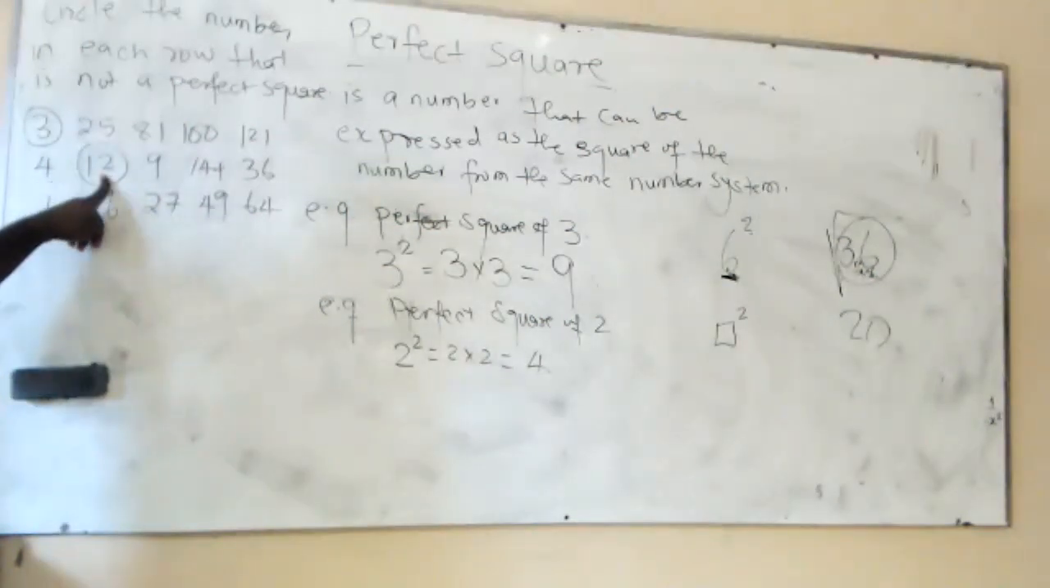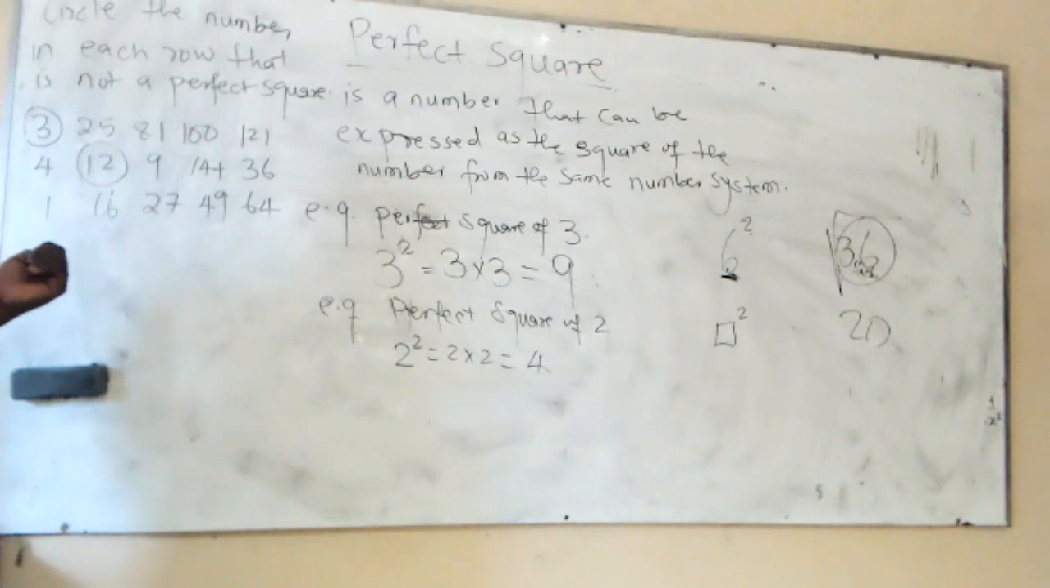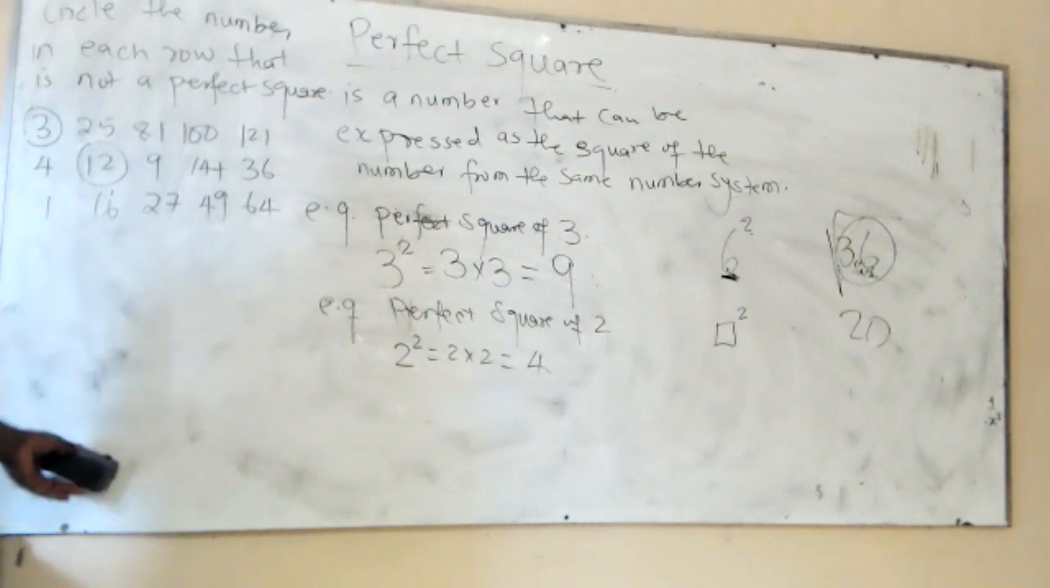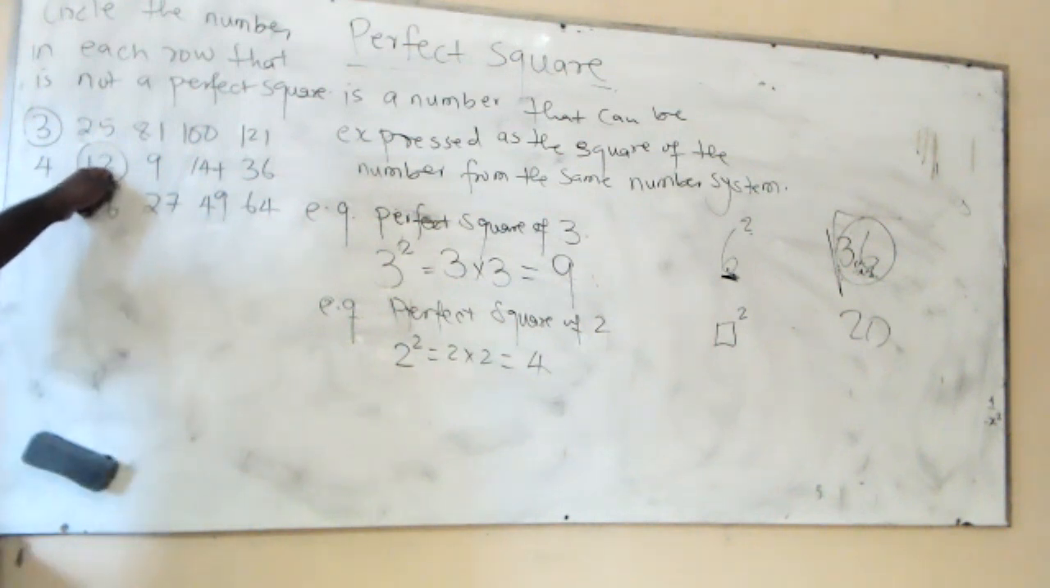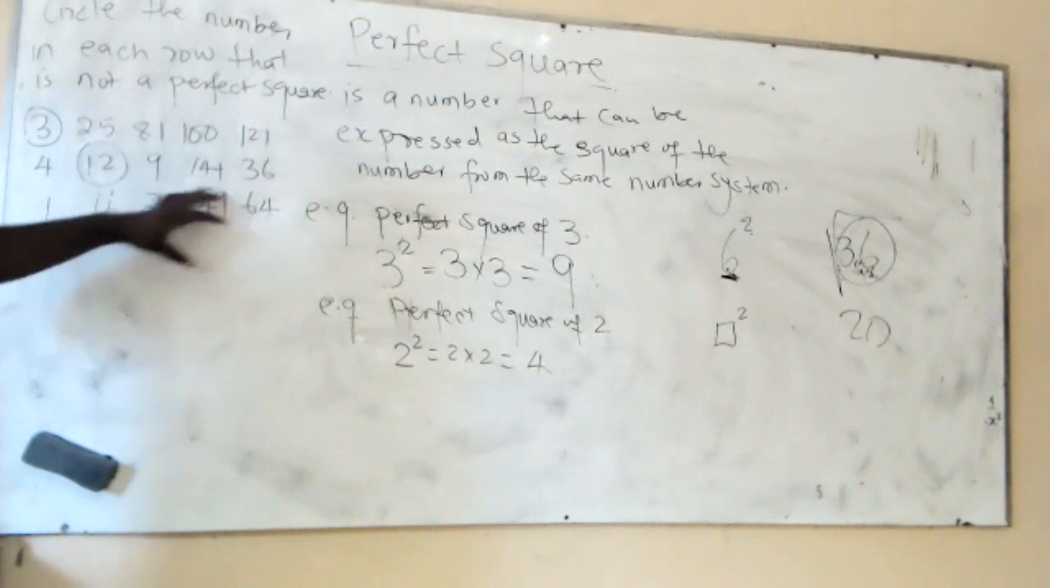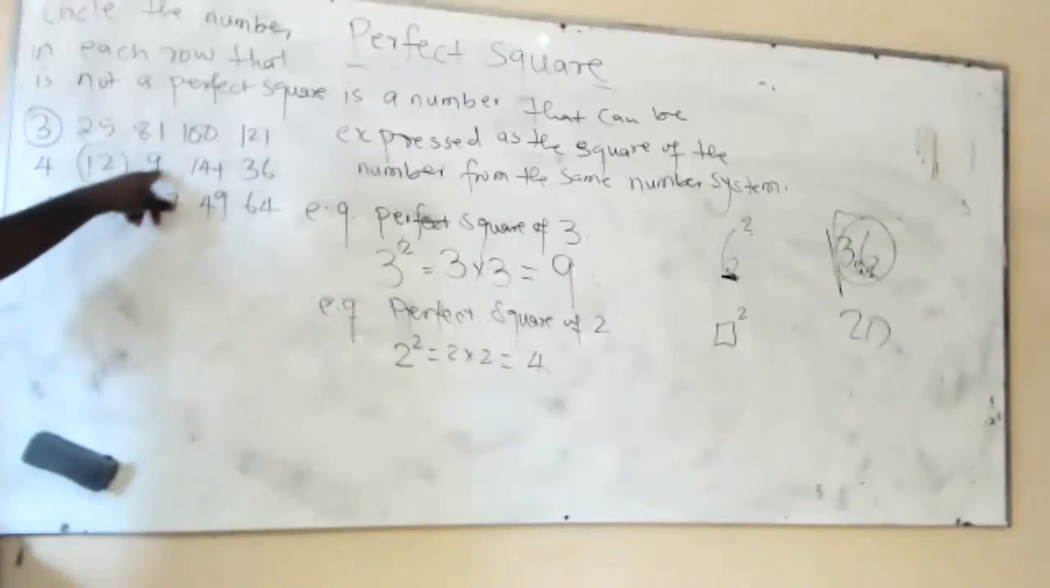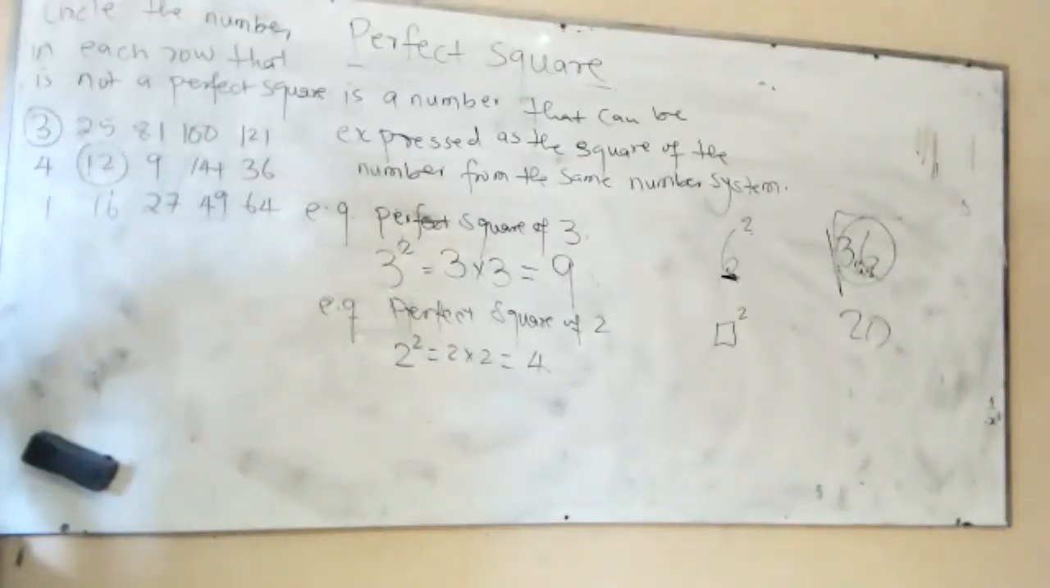What is the root of 12? It's 3.464, and so on. Because you're having commas, it means this is not a perfect square. Are we all together? Yes. And again, you can test for these other ones. I can assure you that all these other ones, if you put them under root, are going to give you numbers without commas. Are we all together with regard to perfect squares? Yes.